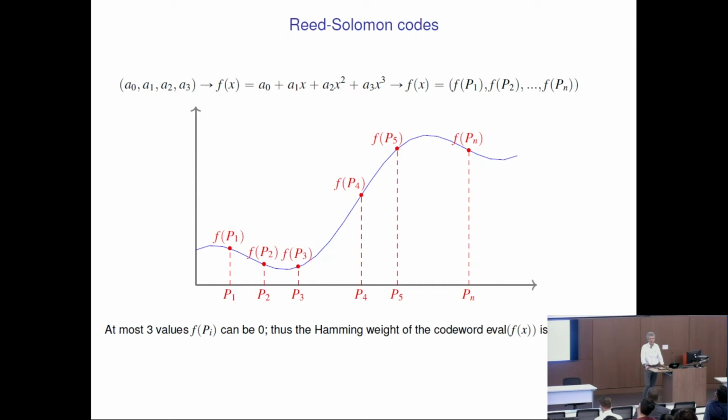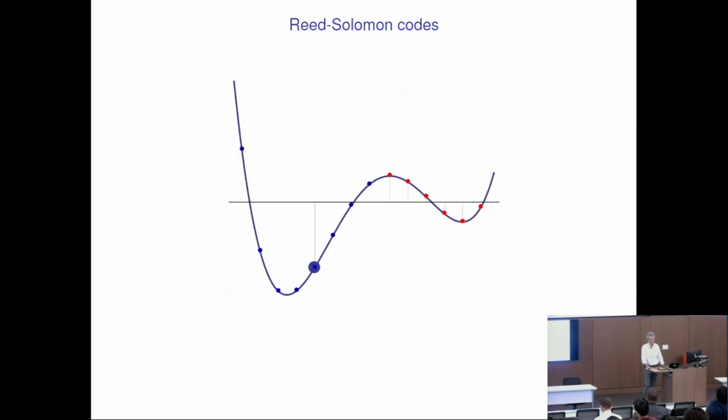And the distance, therefore, between any pair of code words is large, and so that's how we construct good codes. By running over all the possible coefficients A0 to A3, we obtain the collection of code words that collectively form a Reed-Solomon code. So let us say one drive is missing, which is here indicated by this bold blue point.